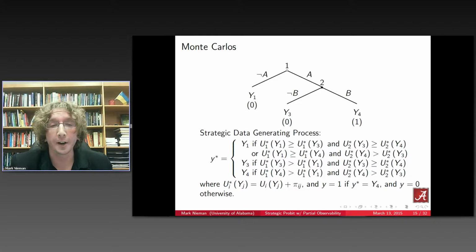What's important to note here is we only observe y equal 1 in the case that the true outcome of y4 is taken, where we see player 1 choosing action A and player 2 choosing action B. So as you can see, the action of player 1 depends in some way on what player 2 does, but we don't see that true outcome. We only see if y4 is present.